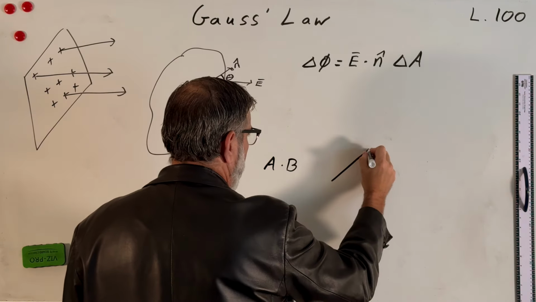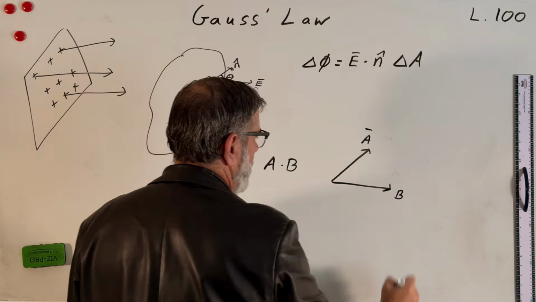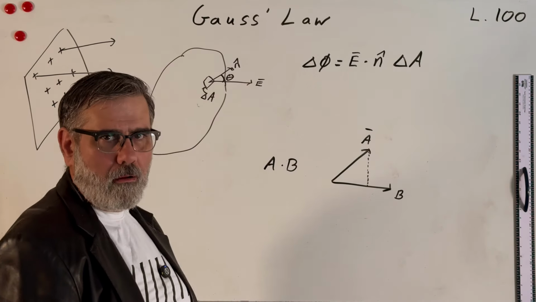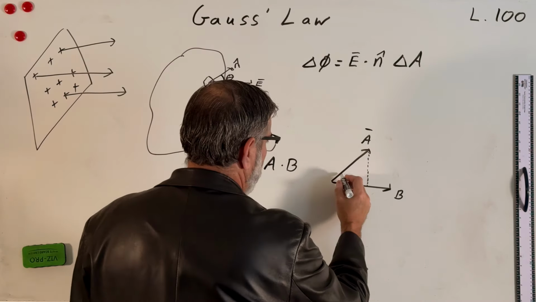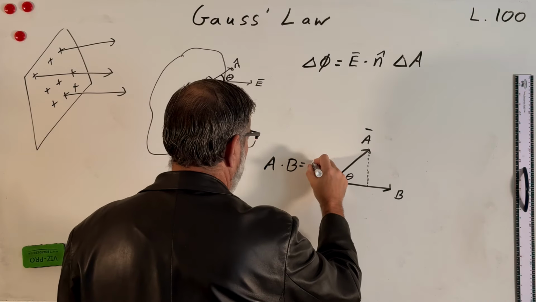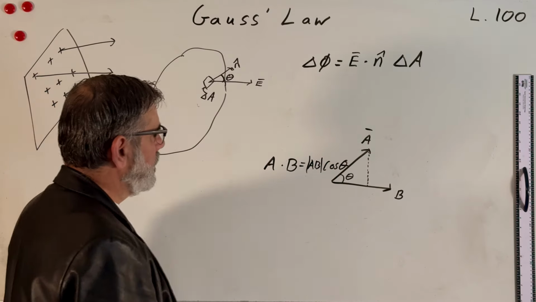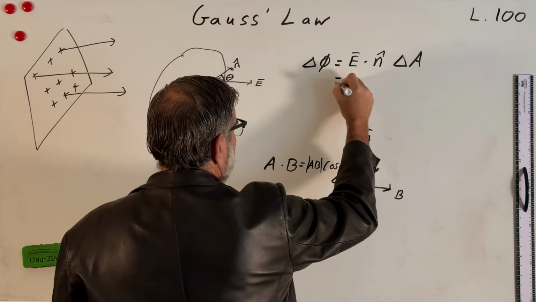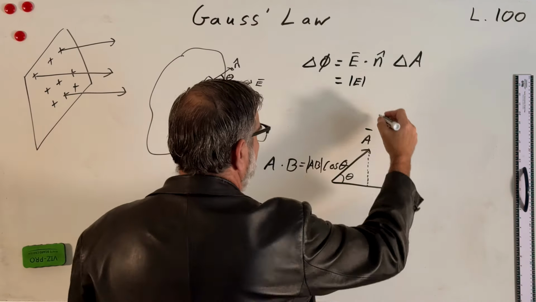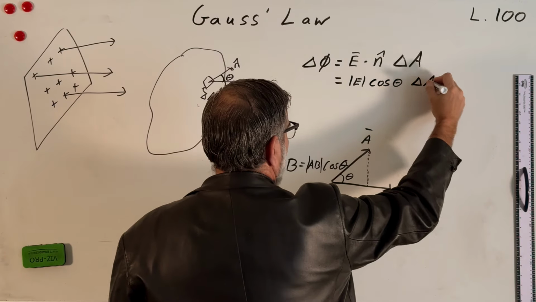If I have a vector A and I have a vector B, A dot B is like the projection of A onto B, all right? And if I define it by the angle between them like this, then it's just equal to the magnitude of A times the magnitude of B times the cosine of theta, okay? So I can write this as the magnitude of E, which I'm just going to write as E without the little vector bar over it, times the cosine of theta times delta A, right?